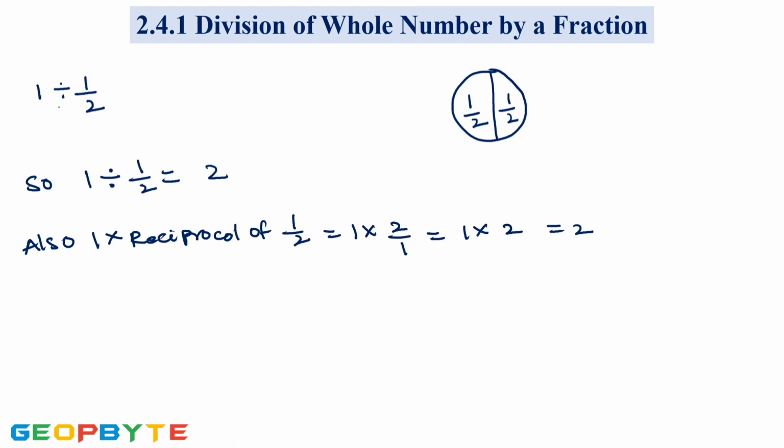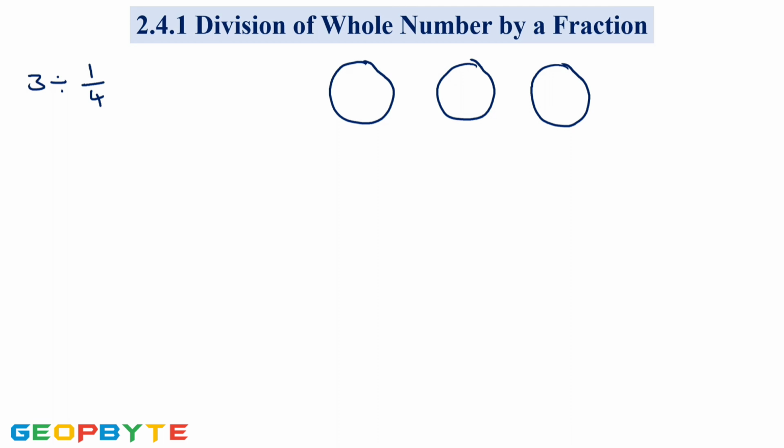Next, consider one more example. 3 divided by 1 by 4. Now, in this case, we need the number of 1 by 4 parts obtained when each of these three wholes is divided into 4 equal parts. So, how many wholes do we have? 3. This is a 1, this is a 1, and this is one more. So, we are dividing each into 4 equal parts.